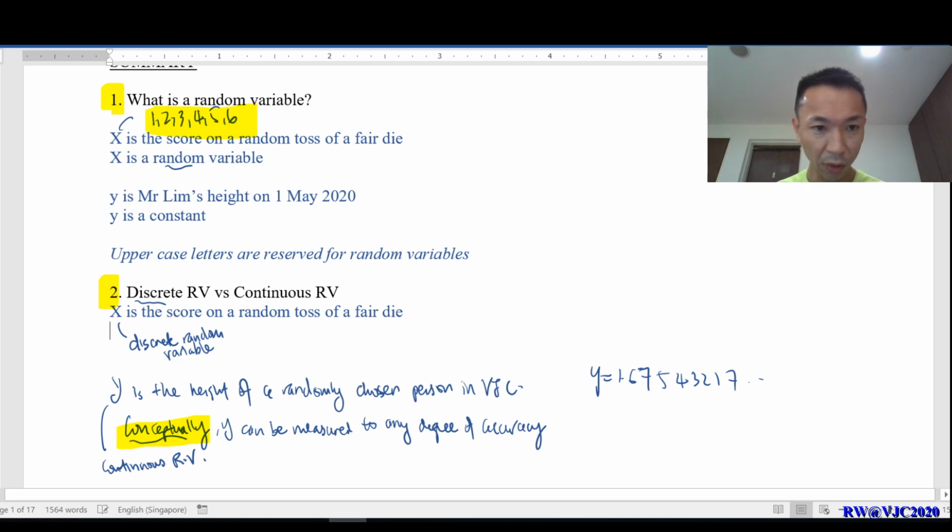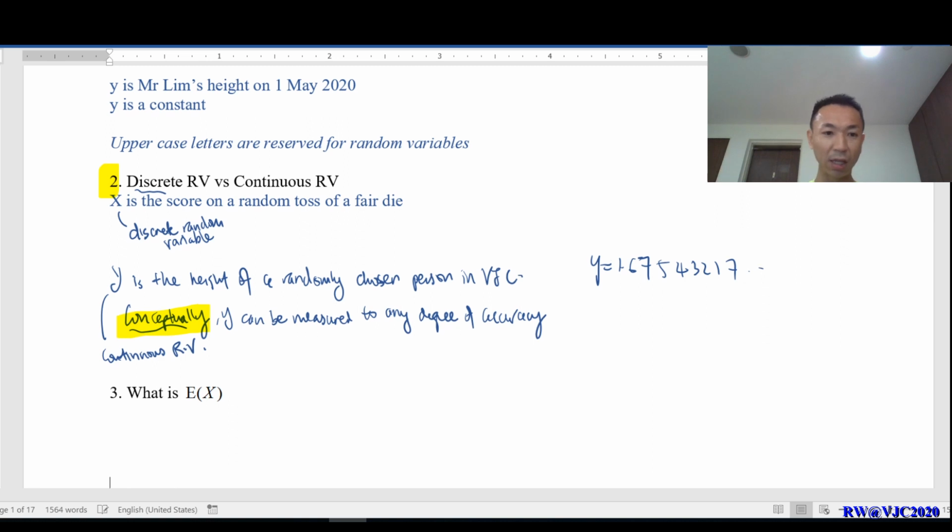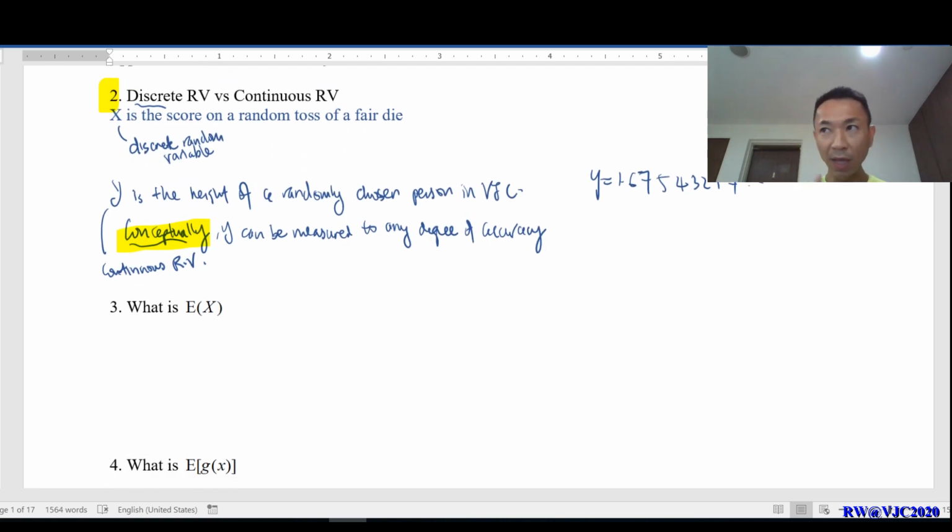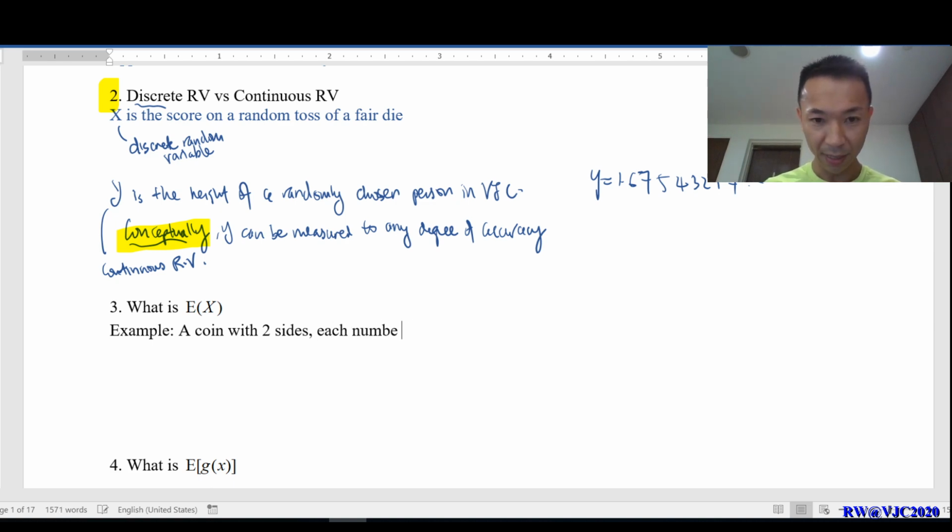Next, I want to talk about what is expected value of x. Maybe for this explanation, I would like to use a simple example. Let's say, for example, I have a coin, okay, with two sides, each numbered 10 and 20.